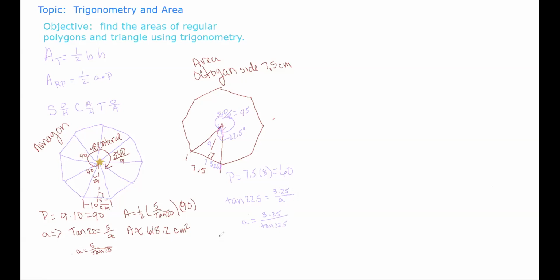Then I'm going to put that into my area. The area is equal to 1/2 of the apothem, which is 3.25 over the tangent of 22.5, times the perimeter, which is 60. And when I multiply all that out, I get 271.6 centimeters squared. Okay.